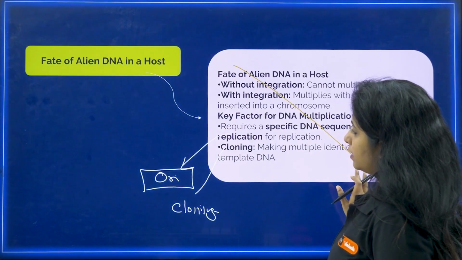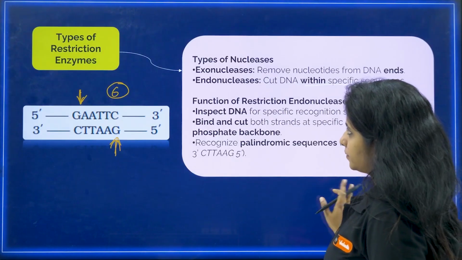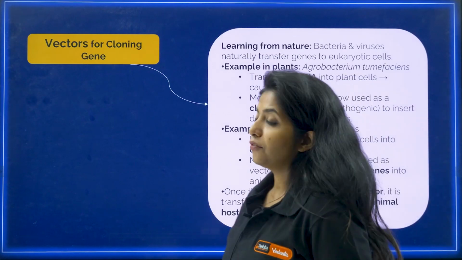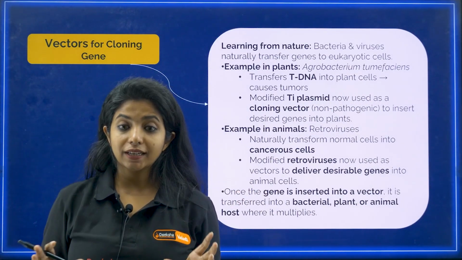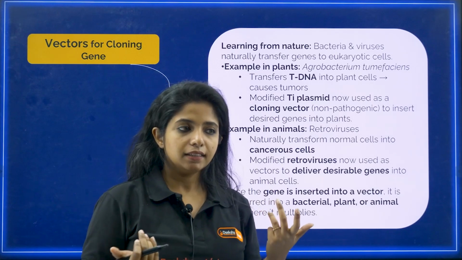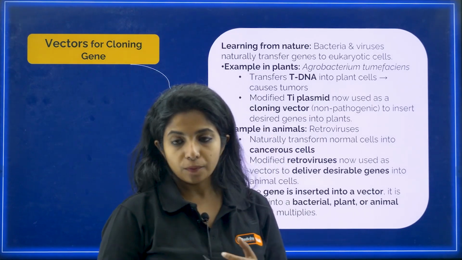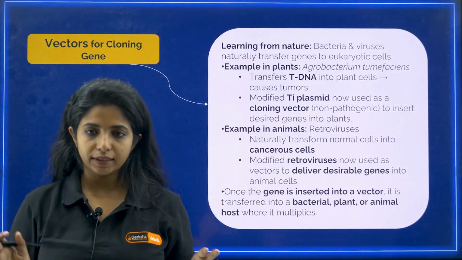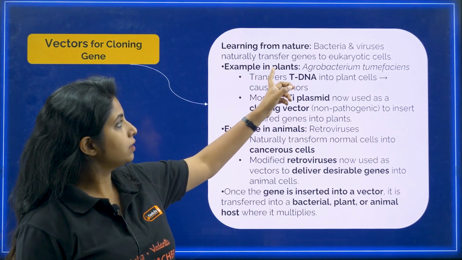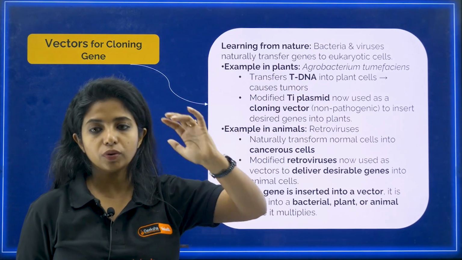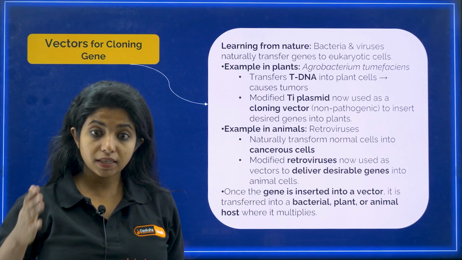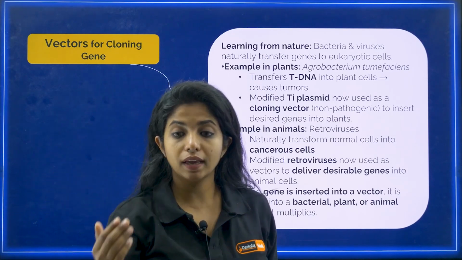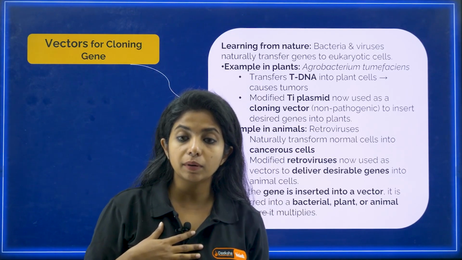Okay. Now, vectors. So we are done with restriction enzymes. Now we are going ahead with vectors, the ones that carry the gene of interest. So what we understood from the whole thing is that bacteria and viruses naturally transfer genes to eukaryotic cells. They do it naturally. Okay, so you know HIV, what are they doing? HIV viruses are basically putting their genetic material into us.